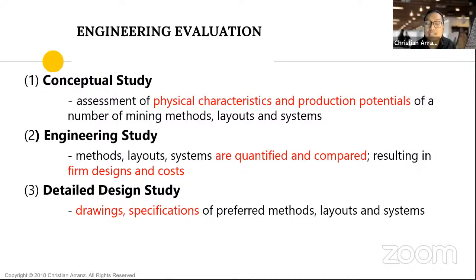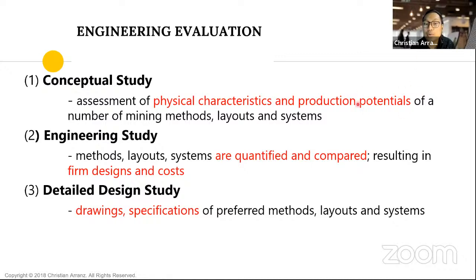So these are conceptual study. Take note, iba yung conceptual study dun sa unang stage of yung scoping study natin, no? So yung scoping, okay, that one is for feasibility. The conceptual study here is for engineering evaluation, okay? So I hope you get the difference. So conceptual study, engineering study, and detailed design study. So the difference lang between these three is as you go down, okay, the more sure you are about the methods, the layouts, and systems. Take note of, bring out my pointer here. So dito sa una, sa conceptual study, it's the physical characteristics and production potential.